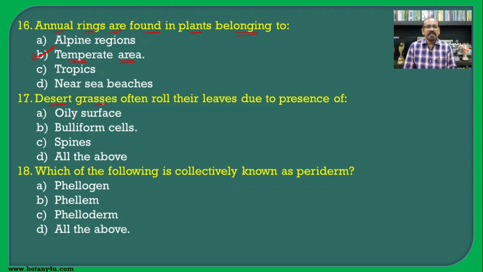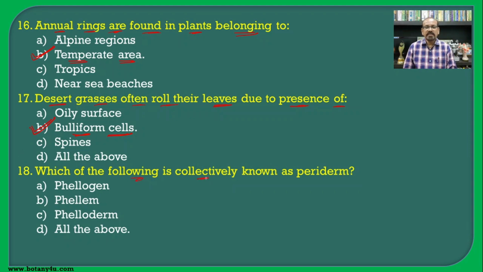Then the desert grasses often roll their leaves due to presence of. If you see, the rolling of the leaves is just to reduce the rate of transpiration, and this is carried out by the desert grasses very commonly because of the less availability of water in the deserts, and for this there are special types of cells in the epidermal region of the monocot, and that is known as the bulliform cells, and hence the bulliform cells become the answer for this question.